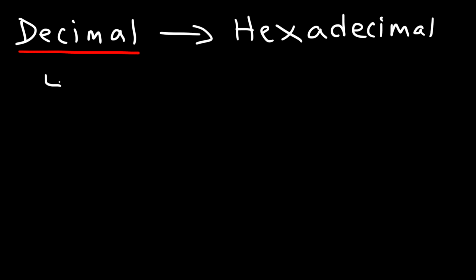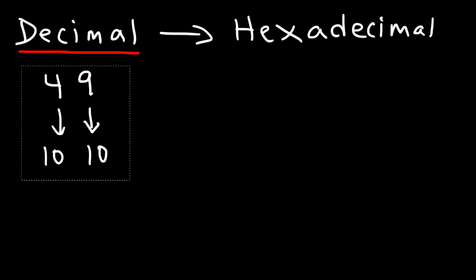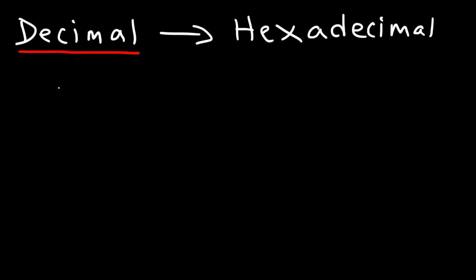For example, let's say if we have the digit 49. The first digit can be anything from 0 to 9: 0, 1, 2, 3, 4, 5, 6, 7, 8, 9. And the same is true for the second digit. We have 10 options to choose from. So the decimal system is a base 10 numbering system.